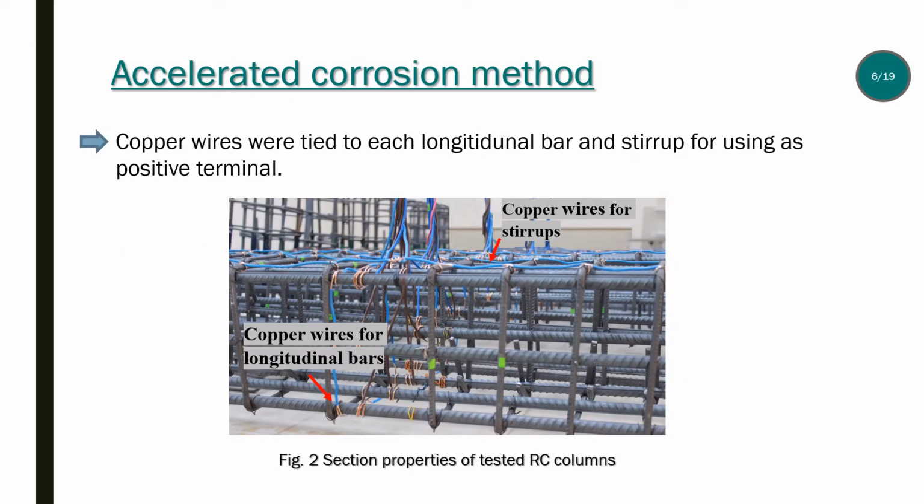In this study, an accelerated corrosion method was used to corrode the reinforcement bars embedded in concrete. As shown in figure 2, the copper wires were tied to each reinforcement bar. This application is the positive terminal for the accelerated corrosion setup.